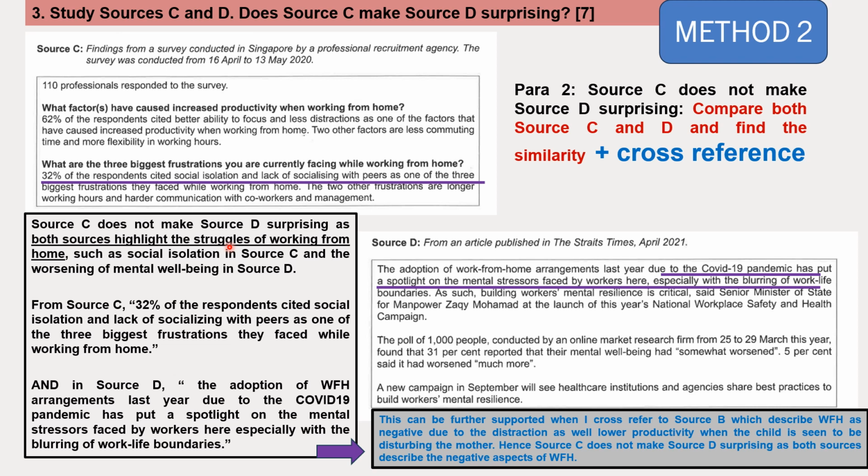And this struggle can be cross-referenced to another source. The source that I picked was source B. You can see that cross-reference may be a little bit confusing, but it is just something that you need to follow the flow. So again, source C does not make source D surprising because both of them are saying negative things about working from home, the pressure of working from home, the negative impact of working from home. I cross-reference to another source that tells me that it is not surprising because it agrees that working from home is negative. So I chose source B.